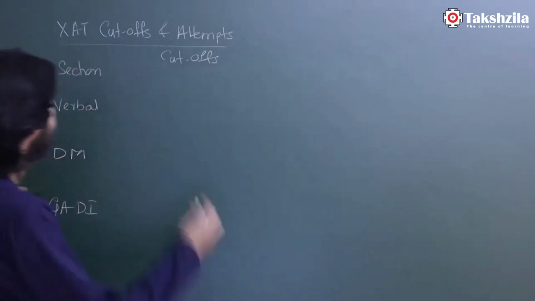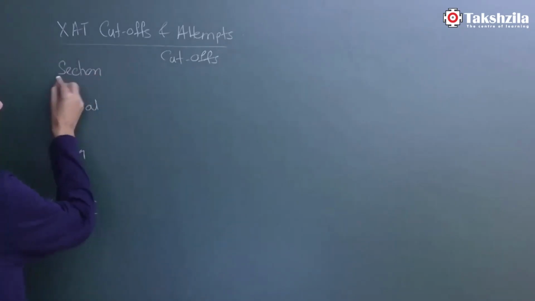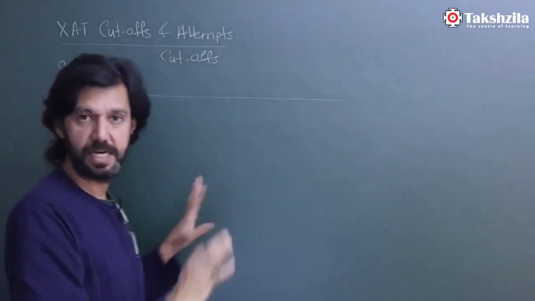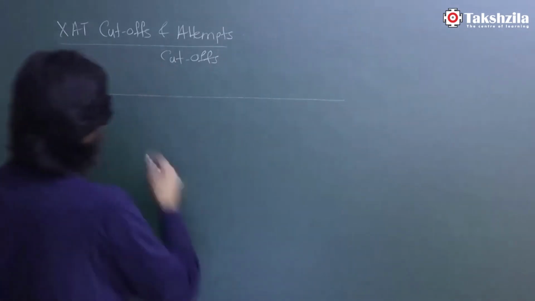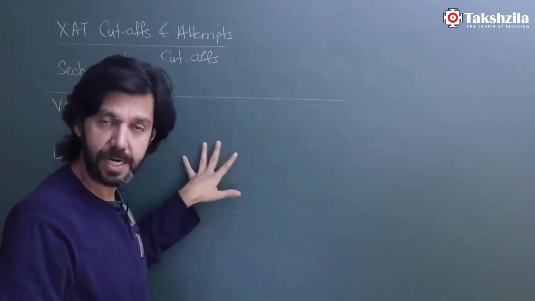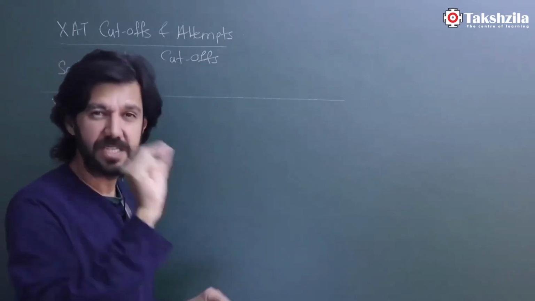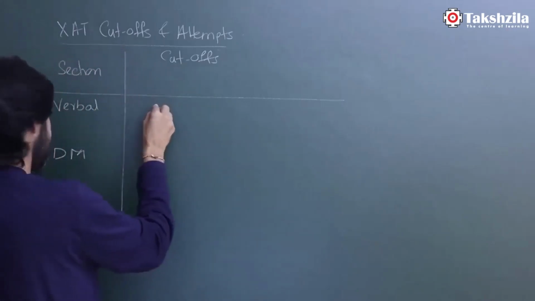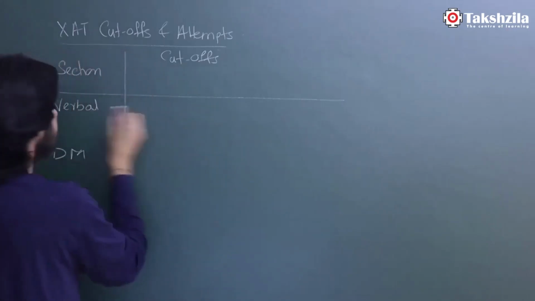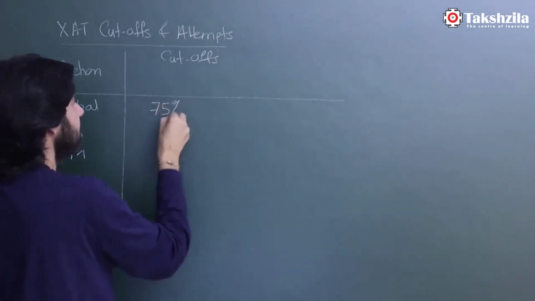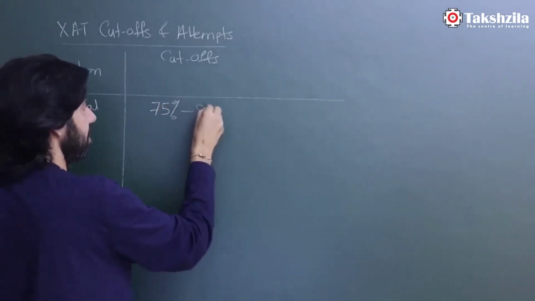So these numbers that we are talking about, XAT publicizes its percentile cutoffs. So the numbers that I'm putting here now are accurate numbers. I've just rounded them off so that you don't have to take trouble remembering the exact number. So the verbal cutoff varies between 75 percentile to 85 percentile.